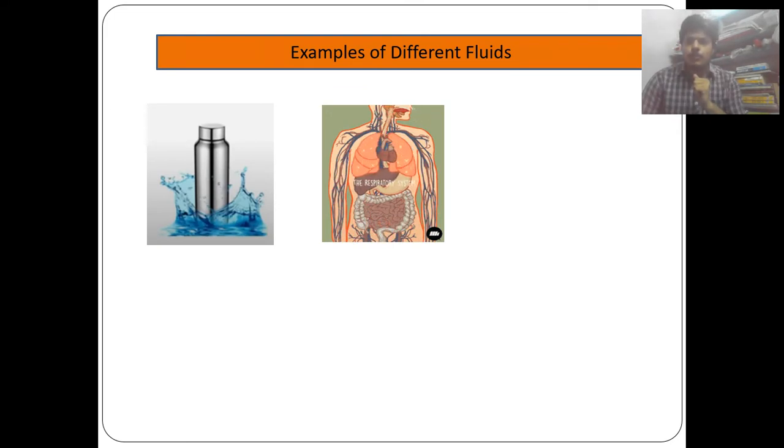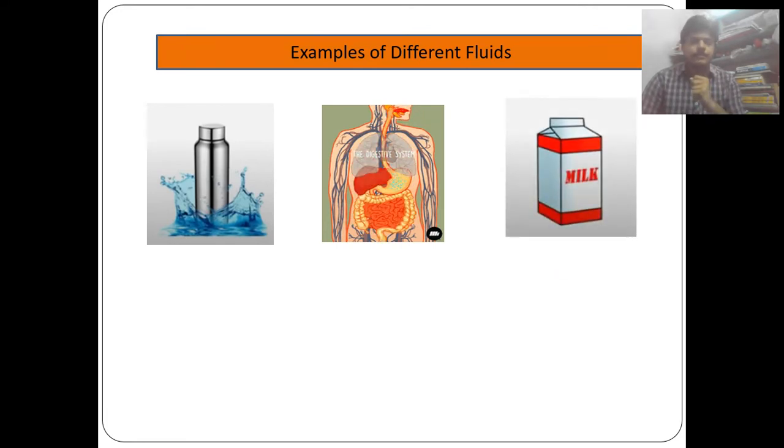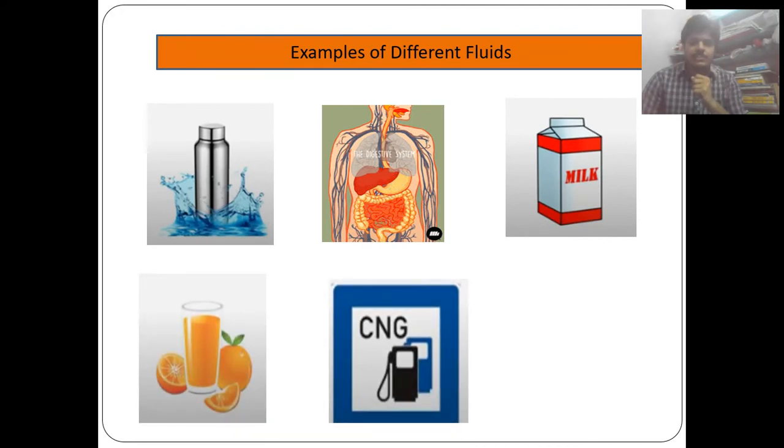Blood, which is flowing through the arteries and veins of the human body, acts as a fluid. Milk, then fruit juice, and compressed natural gas, that is CNG, which we may use in place of gasoline, petrol or diesel as a fuel, is again the best example of a fluid.